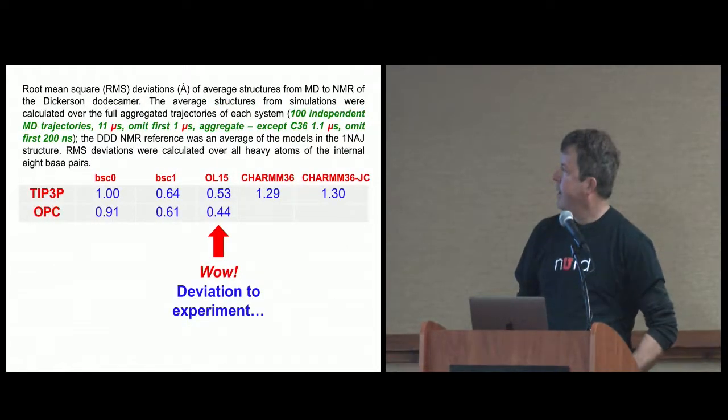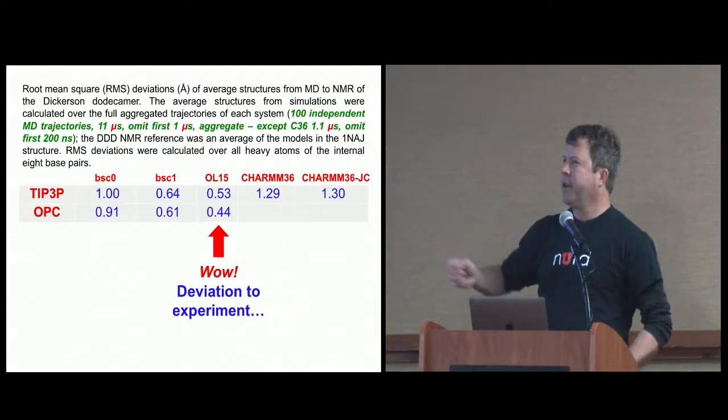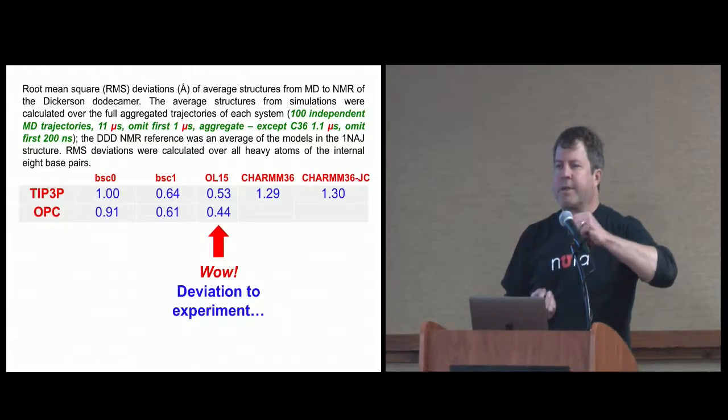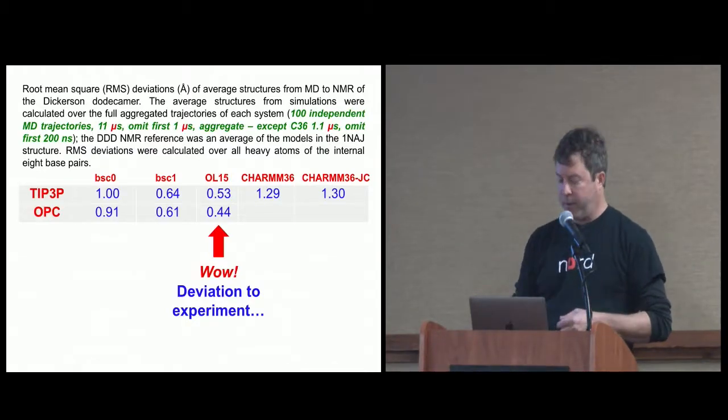So we look at these two force fields, Barcelona 1 or OL15, in different water models. For the OPC water model with the OL15 force field, the average structure that we get from our simulations is within 0.44 angstroms of the average NMR structures. It's remarkably close. It's really kind of surprising we can get so good.